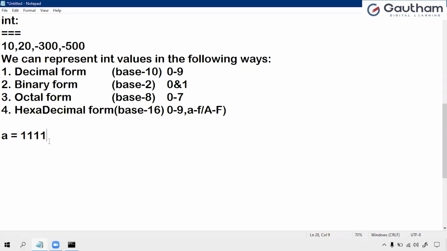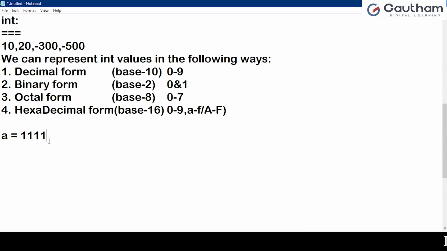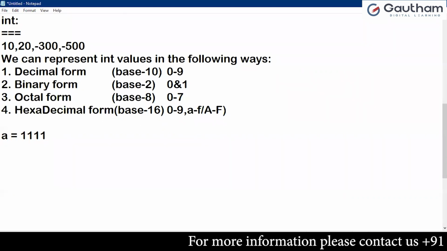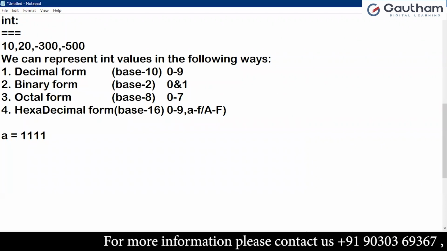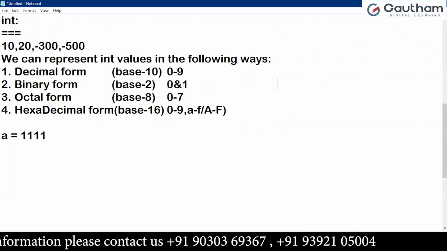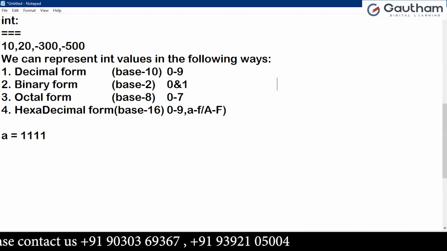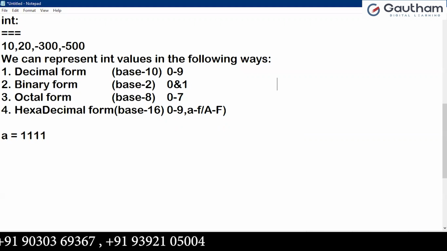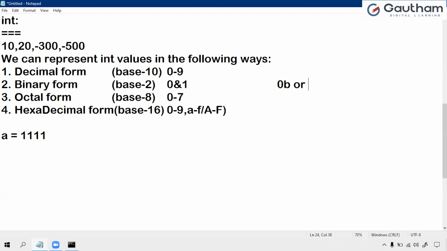For binary, octal, and hexadecimal, we have some prefixes. For decimal, there is no prefix. Why? Because by default, a whole number is taken in decimal form only. So whenever you want to represent a number in binary, you have to give the prefix 0b or 0B.